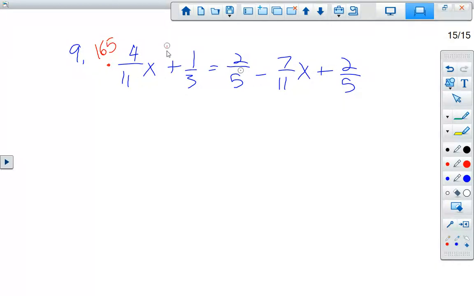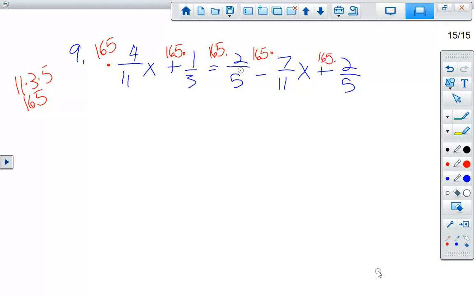So if 165 is what I'm going to use, and that came from taking 11, 3, and 5, there were no shared factors there, so I couldn't get by with anything smaller. It has to be all of that. If I decide to do this, I have to multiply both sides all the way through. That 165 would get distributed. If you want to do it by keeping the fractions, just hang on. We'll look at it with the fractions in there.